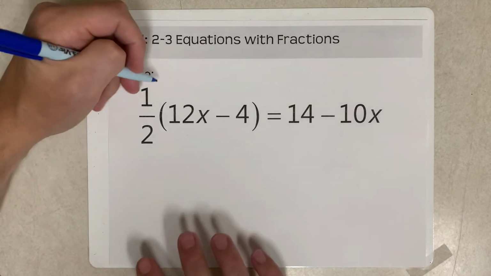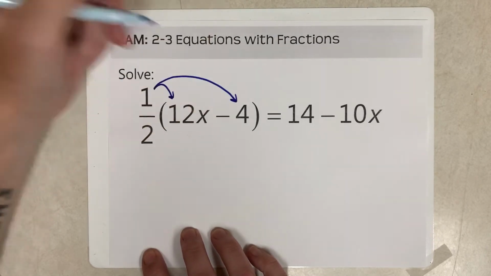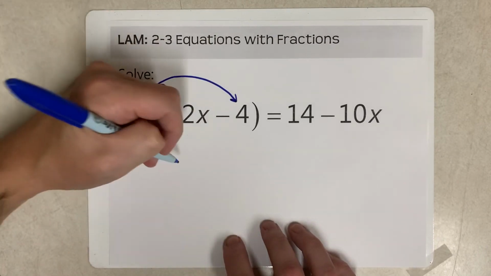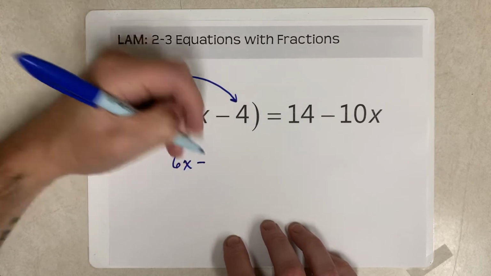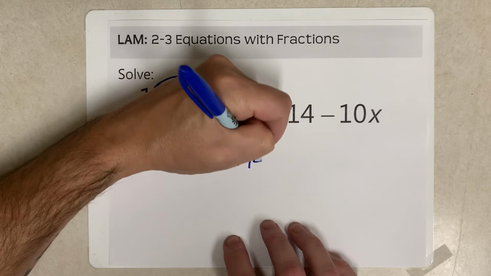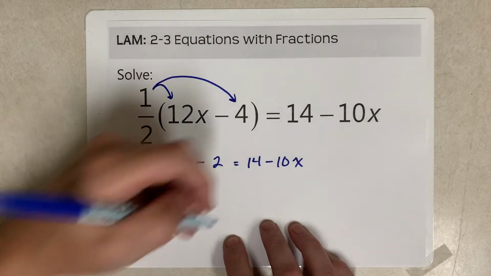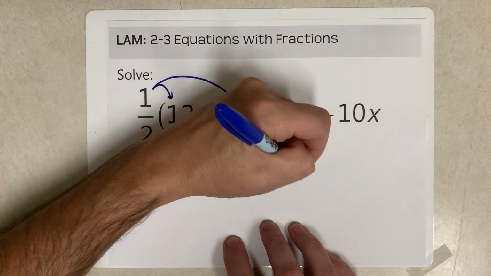Okay, let's try this one. 1/2 times 12 and 1/2 times 4. Okay, so 1/2 of 12 is definitely 6x, minus half of 4 would be 2, equals 14 take away 10x. All right, so what I'm going to do is add 10x to both sides.